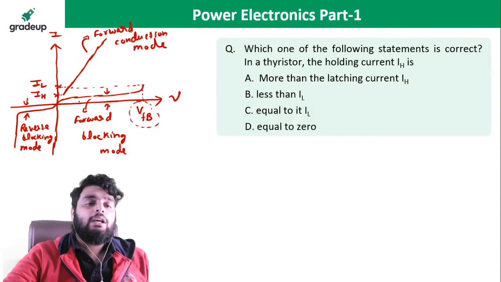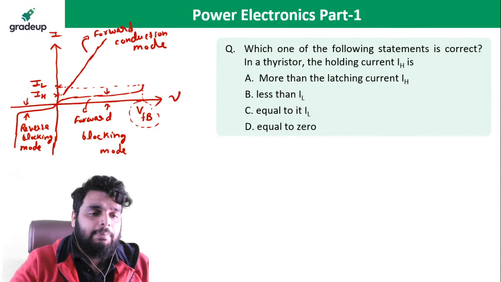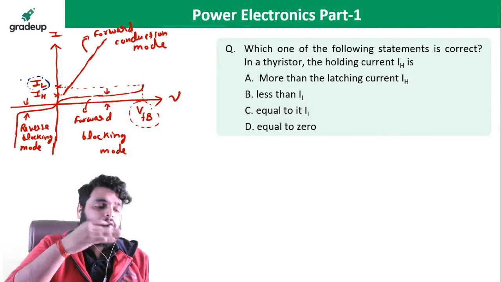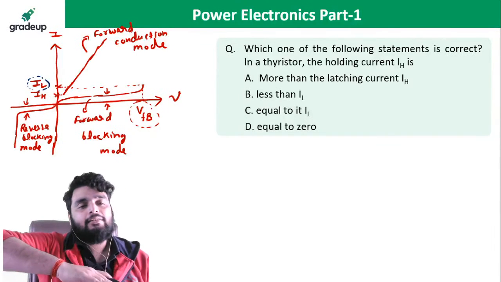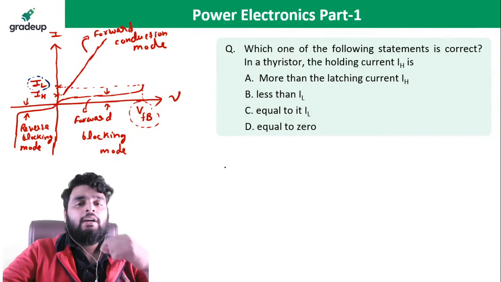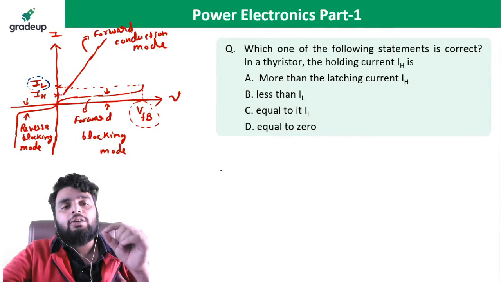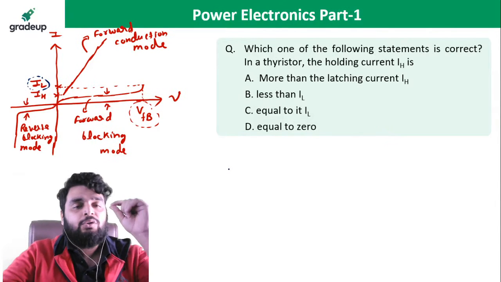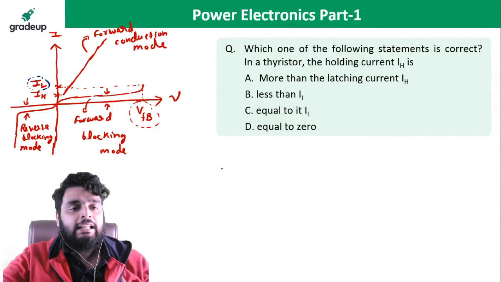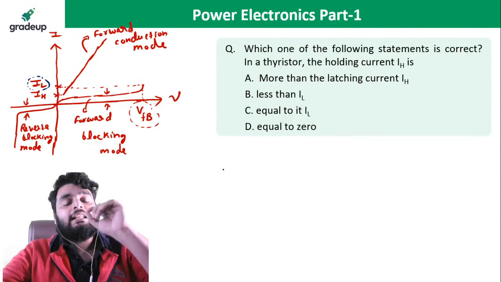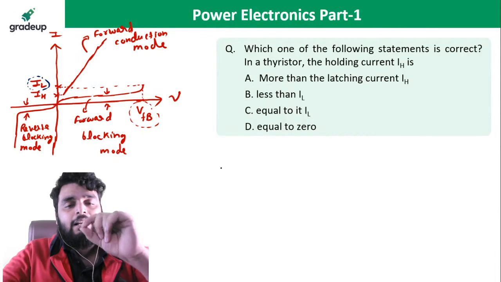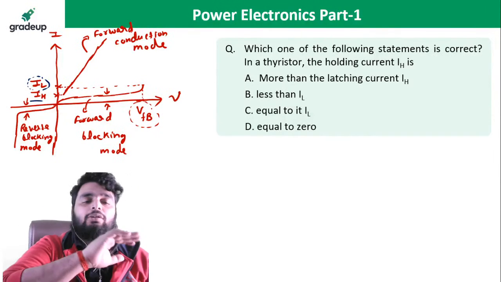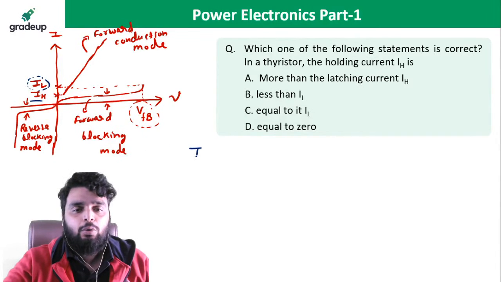Now we are talking about the latching current. I told you latching current plays a role during turn on. Latching current is the current after which you can remove the gate pulse and your thyristor will remain turned on. During turn off, first of all you have to reduce the anode current, the current passing through the switch. When you keep on reducing the current, there is a threshold value, the holding current. When you reduce the current below the holding current, your thyristor turns off. So what is the holding current?